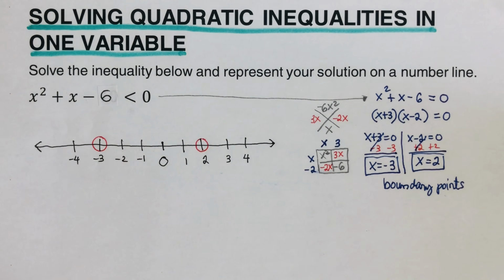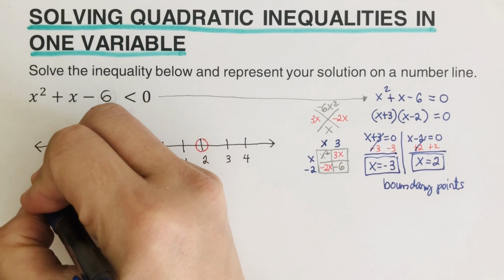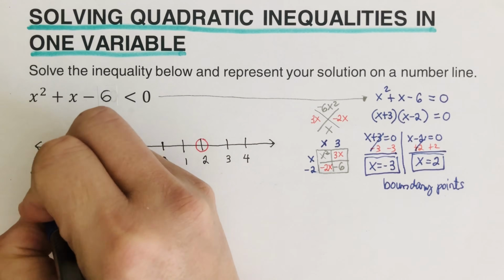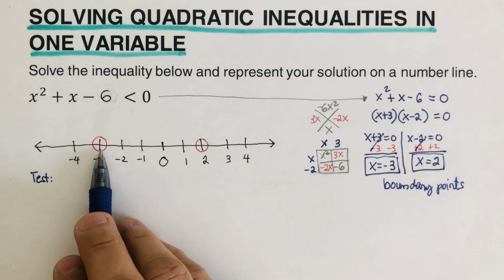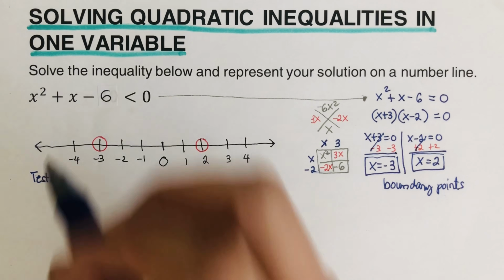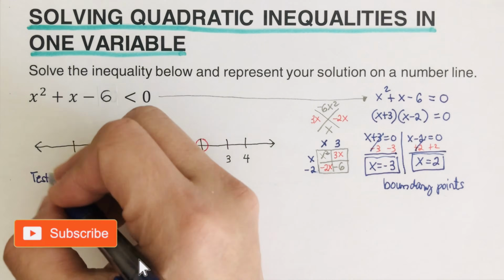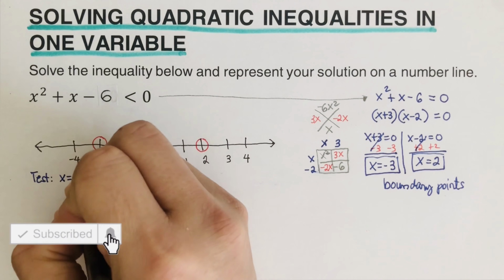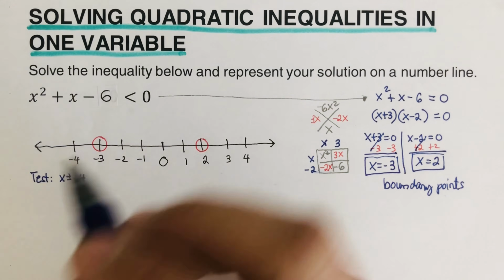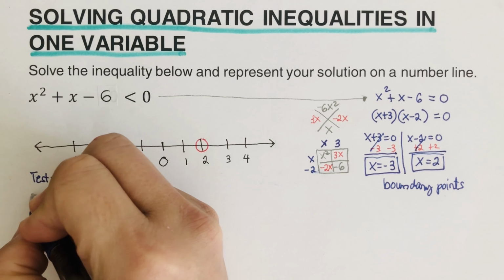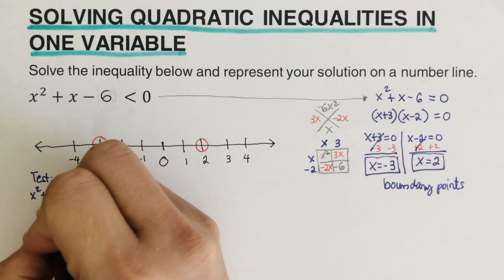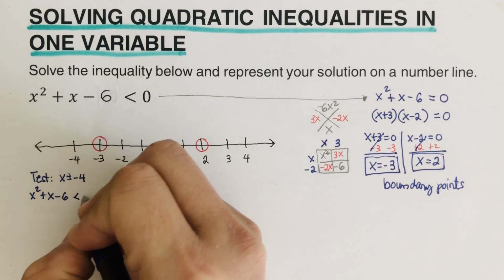So to do that, we are going to use some test points. So we're going to have some test points here. So let's test anything that is to the left of negative 3. You can test negative 5, negative 6, but for now, let's just test negative 4. So x is equal to negative 4. So I'm going to use the original inequality. I'm going to rewrite it. So that would be x squared plus x minus 6 less than 0.